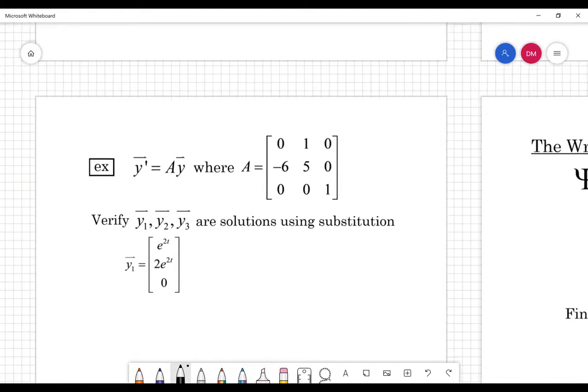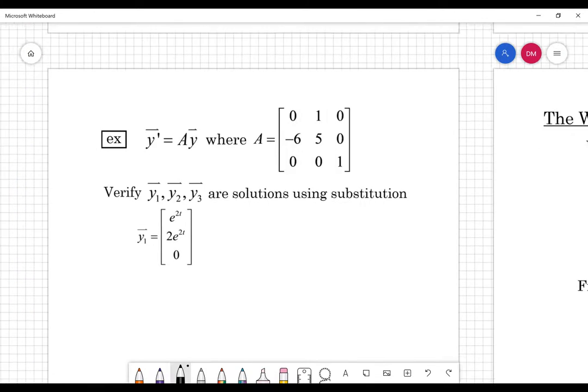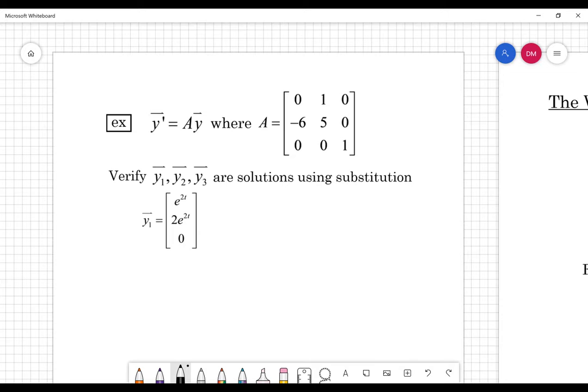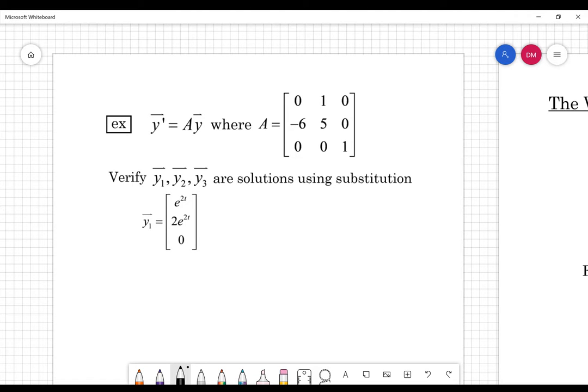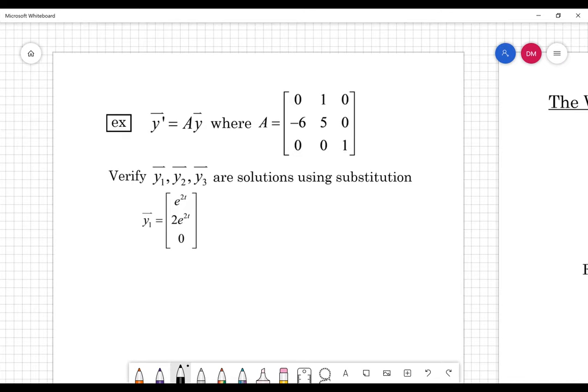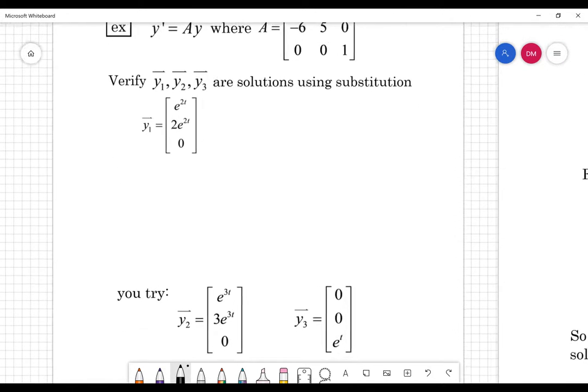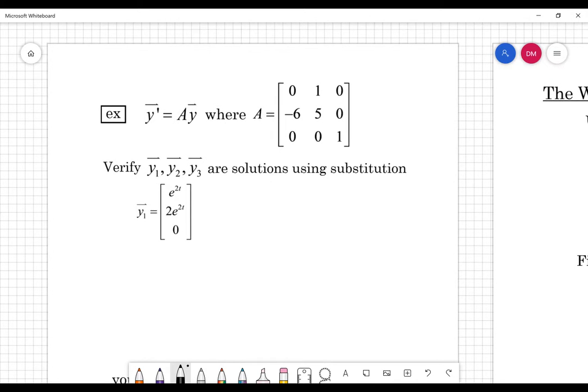And so we're going to go ahead and do an example here where we have y prime is equal to A times y, where A is our coefficient matrix that looks like this. Now, what we want to do is verify that we do actually have some solutions here, and we're going to verify using substitution, which is a method that we've used before. I will give you y2 and y3 down here to try on your own. We're going to go ahead and do y sub 1 together.